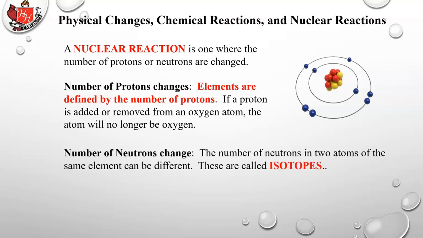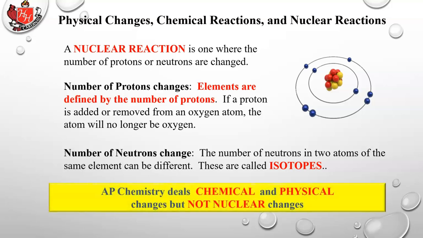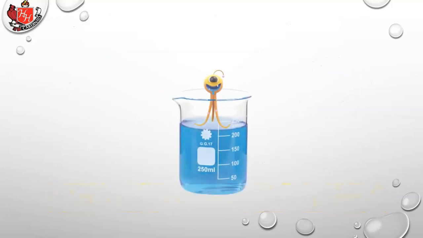The number of neutrons can also change. The number of neutrons in 2 atoms of the same element can be different. These are called isotopes, and we'll be introduced to that term a little bit later in more detail. AP chemistry deals with chemical and physical changes, but not nuclear changes. All right, and that takes care of this lesson on the basic atom and elements.